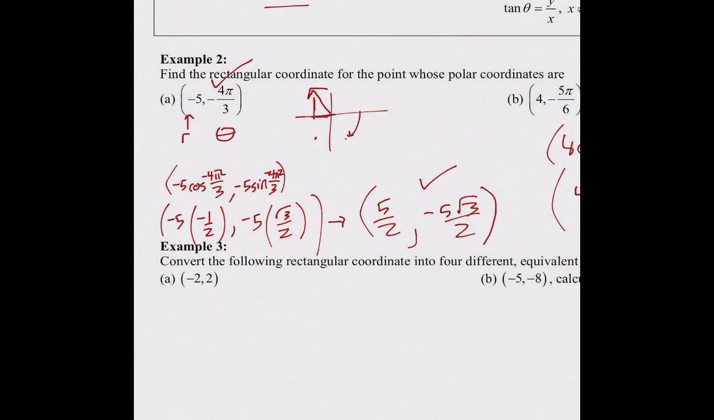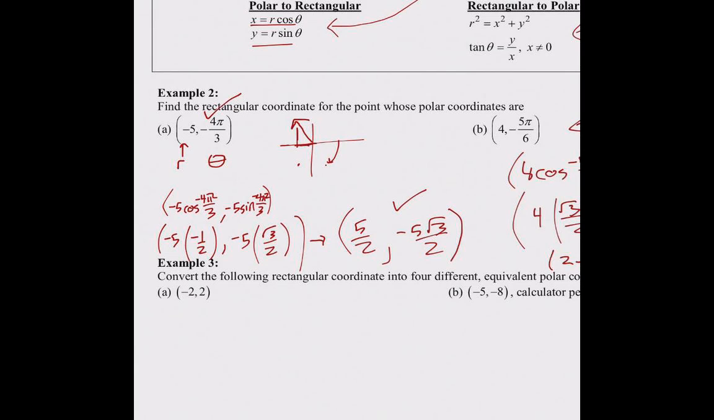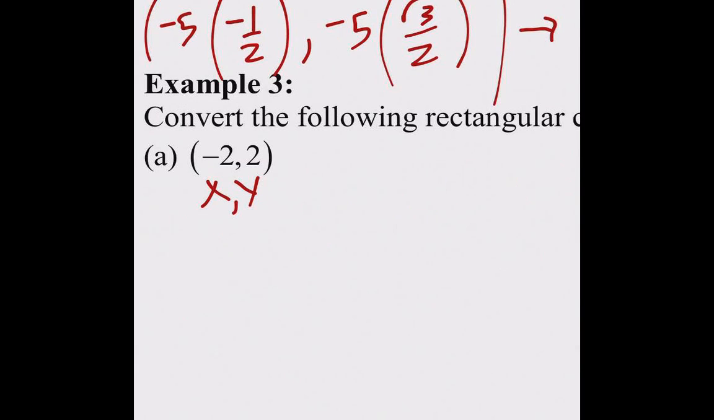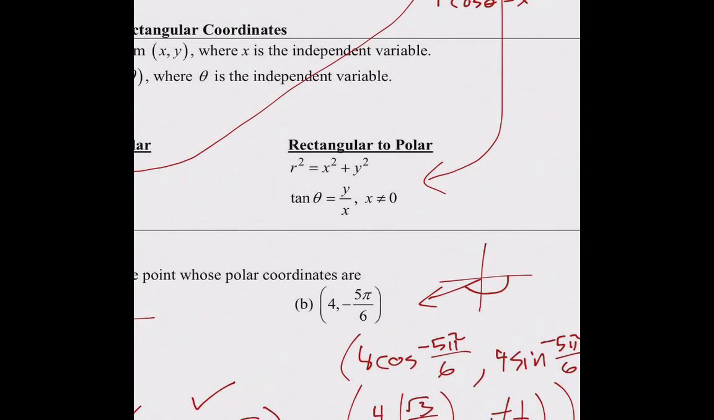Okay, example 3. Convert the following rectangular to 4 different equivalent polar pieces. Now, these are x and y values. Remember, this is x and y in rectangular mode. So for polar, though, we want to turn that into r. It comes from this formula up top here. Let's revisit these real fast again. r squared equals x squared plus y squared. That's going to allow us to get r.